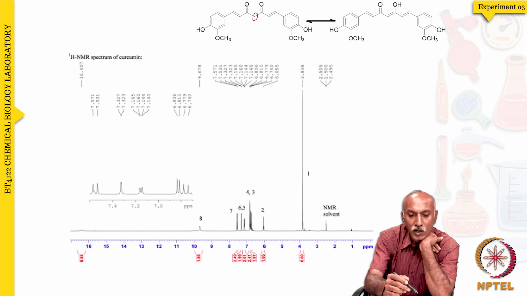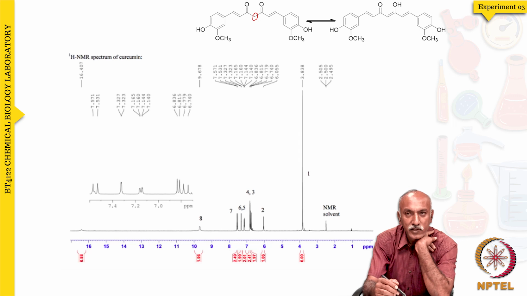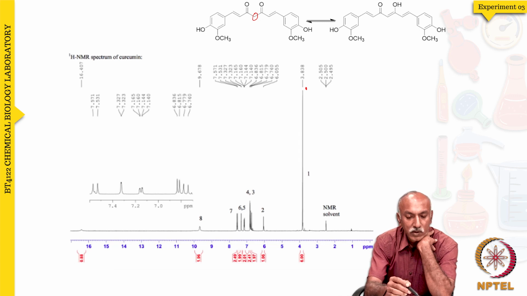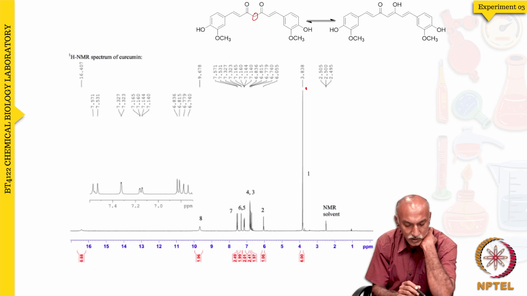So if you look at this one, you see a peak at 3.8, and many of them are present. You will see here 1, 2, 3, 4, 5, 6, 7, 8 peaks, and at 3.8 you see nearly 6 of them. This one you may not see at all. This is about 2 protons, and this is for 6 protons, which comes from the 2 OCH3s.